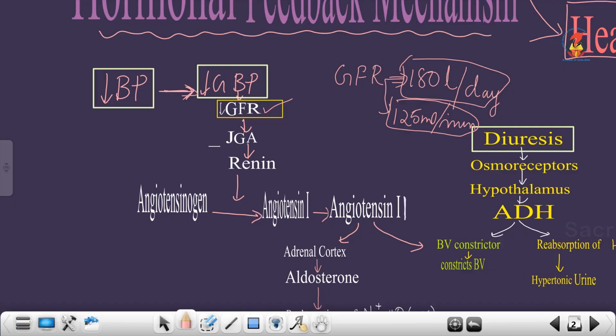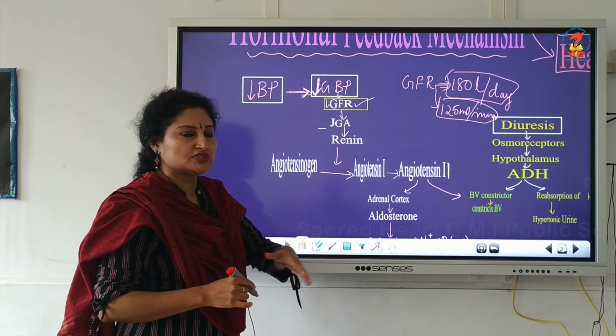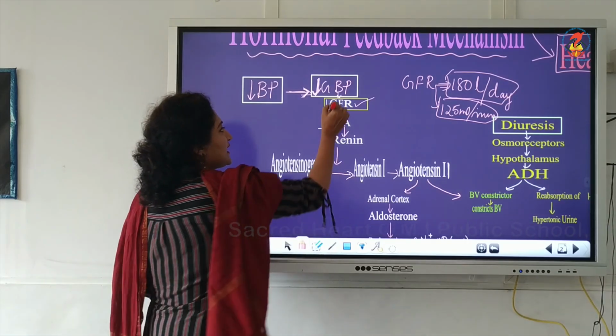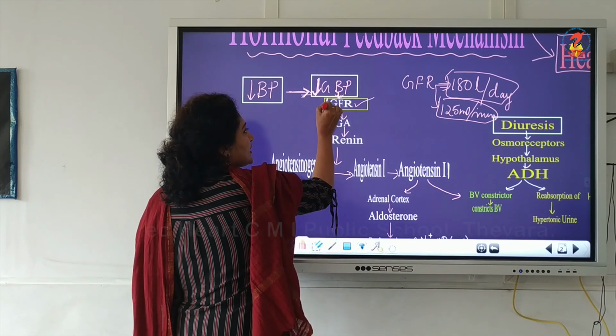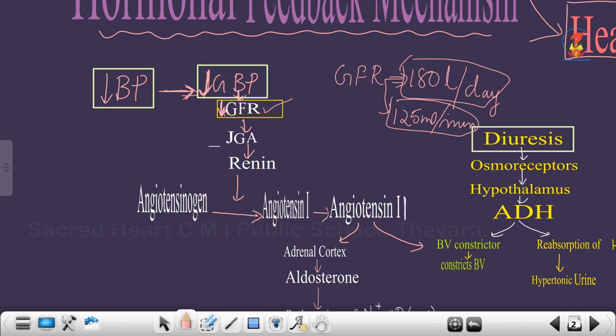When the blood pressure is low, this will affect the glomerular blood pressure. The glomerular blood pressure is also low. So, the blood flowing through the glomerulus is very slow, and as a result what happens to the glomerular filtration rate? That also becomes slow or low. This condition only stimulates our JGA.